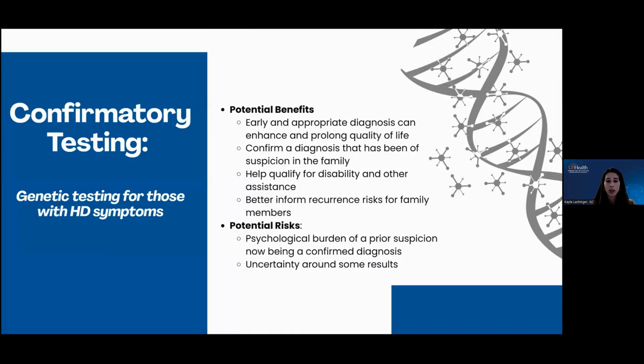And so we talked about predictive testing for people who are asymptomatic but have a family history. Confirmatory testing is a little bit different since it's for people who have Huntington's disease symptoms. Some people may have a clear family history and some people might not have any family history, but it's still possible to have Huntington's without clear family history.